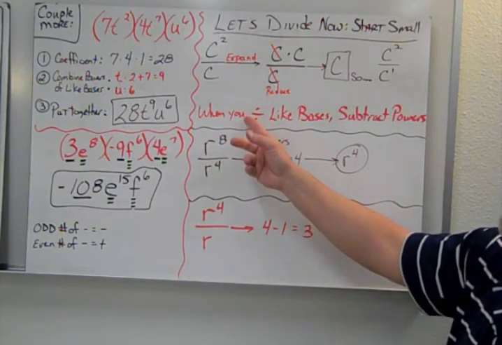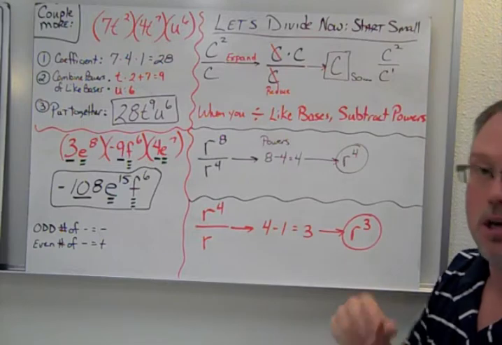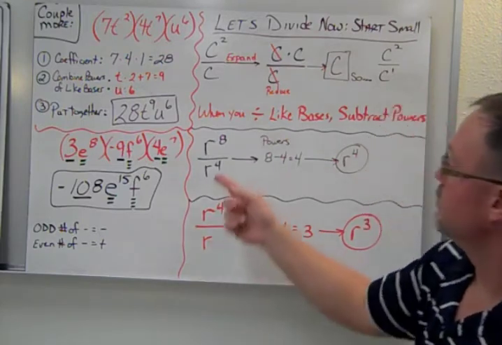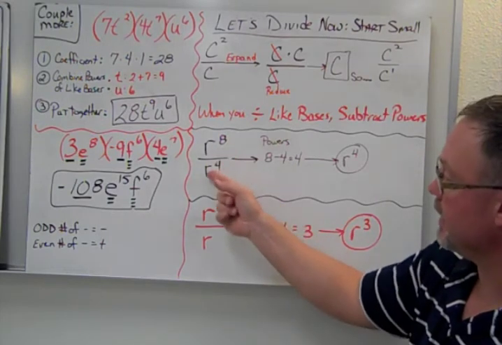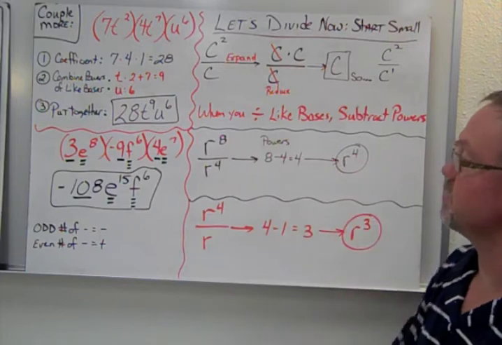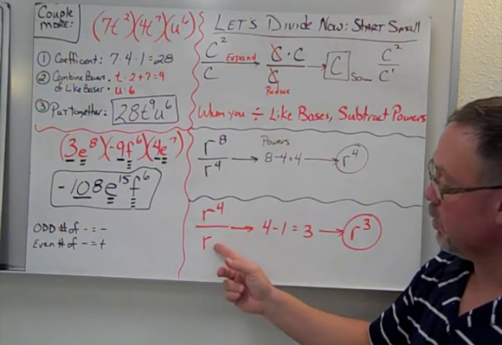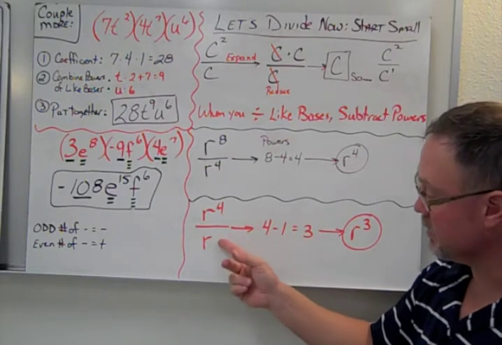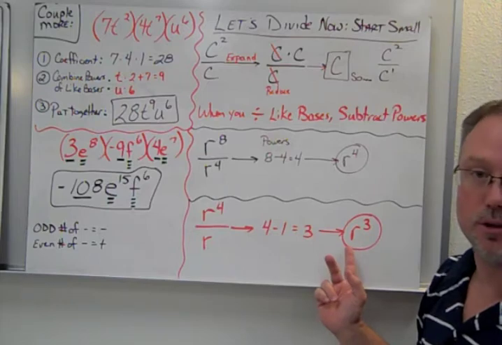So when you divide like bases, you subtract your powers now. So it's just the opposite. So if I have r to the 8th over r to the 4th, I have like bases, so I know my base is going to be r. 8 minus 4 gives me 4, so that's my power. So r to the 4th over r, again 4, and this is our 1 here, minus 1 gives us 3. So we have r to the 3rd power.